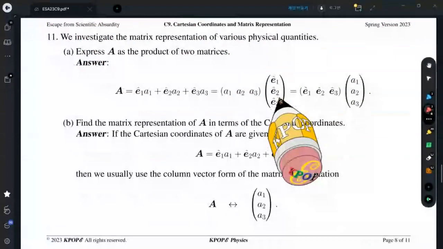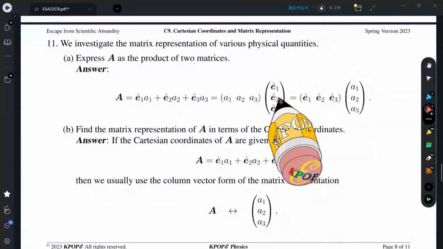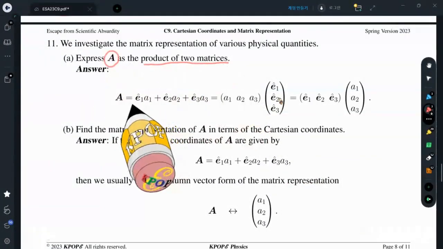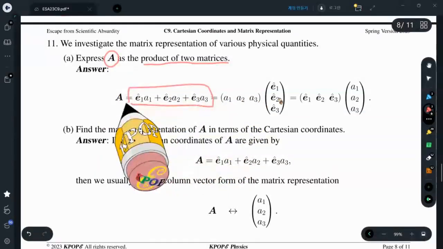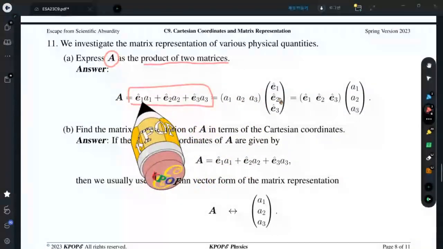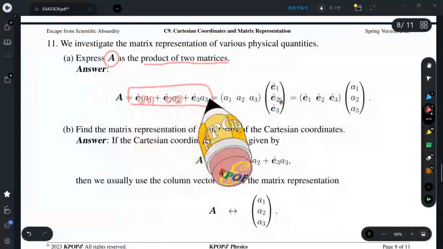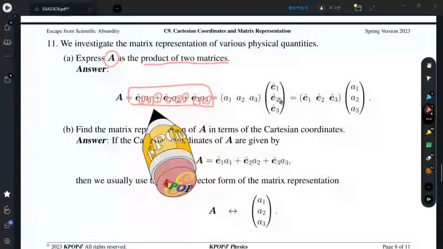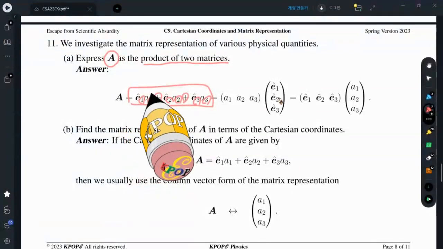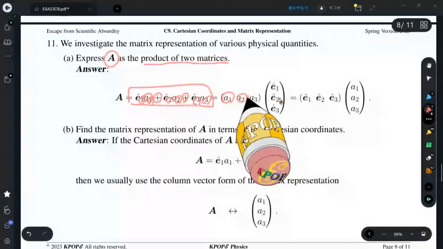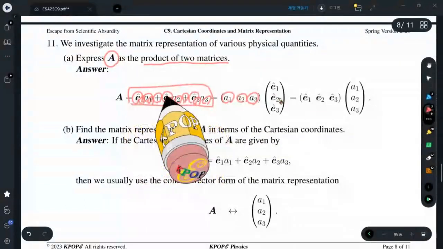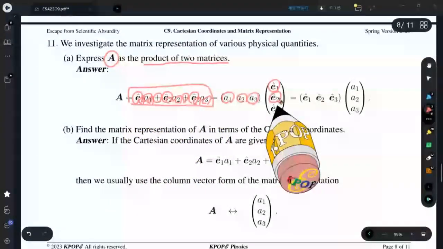Okay, 11. We investigate the matrix representation of various physical quantities. Express A as a product of two matrices. Okay, this is a linear combination, with 1, 1, 2, 2, 3, 3, repetition and addition. Aha. So we can collect the Cartesian components in this manner. And why don't we collect the unit basis vectors in such a manner?